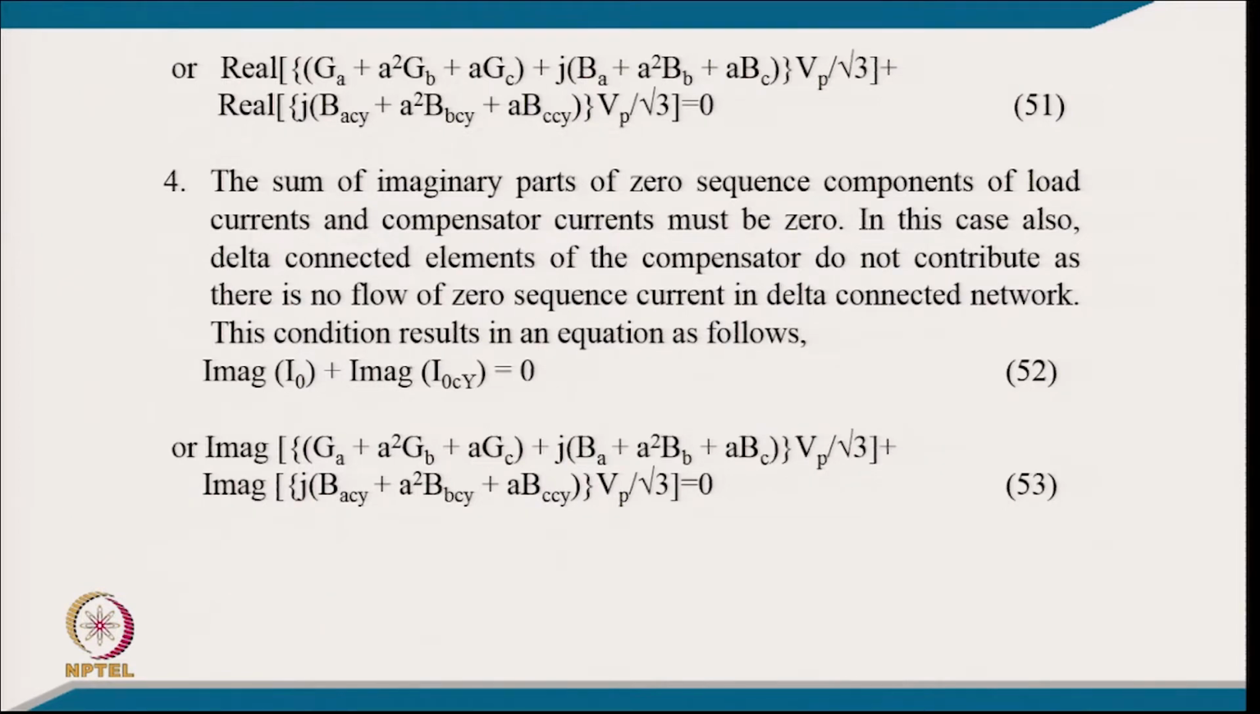So, this condition results in an equation, again imaginary part of I 0, that is load current zero sequence current, plus imaginary part of your star connected compensator I 0C Y must be equal to 0, and we keep the value of these two currents in terms of the phase voltage and the parameters of the load, like conductance of the load and susceptance of the load, and then the star connected compensator. So, we get this fourth condition.